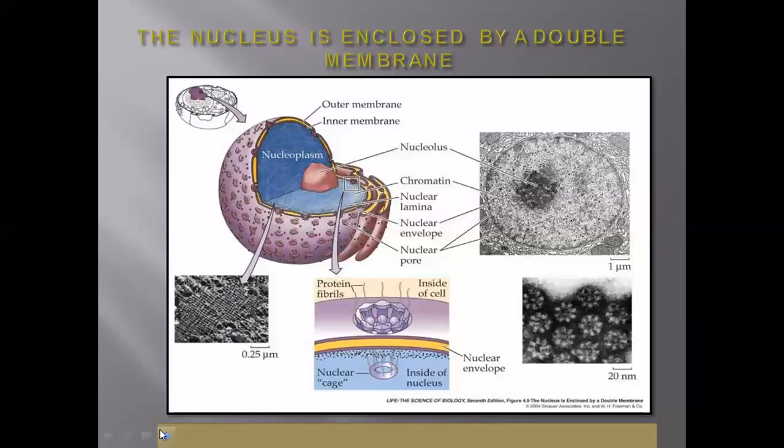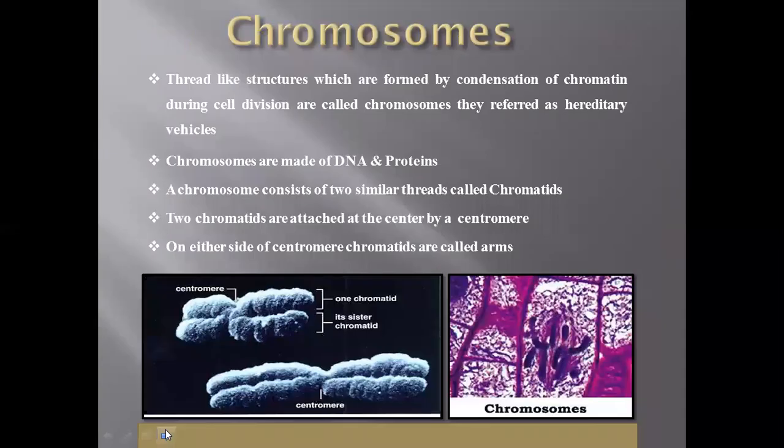Here you can see the diagram of the nucleus, the outer membrane, the inner membrane. This is the entire nucleoplasm. This one is the nucleolus. These are the nuclear pores through which exchange of materials takes place. Chromosomes. Chromosomes are present inside the nucleus. These are the genetic material, right? Thread-like structures which are formed by condensation of chromatin.